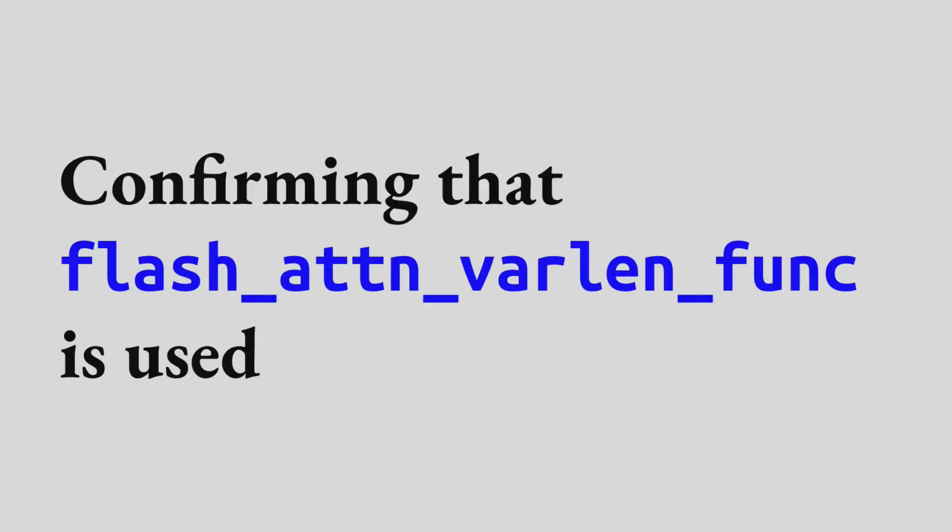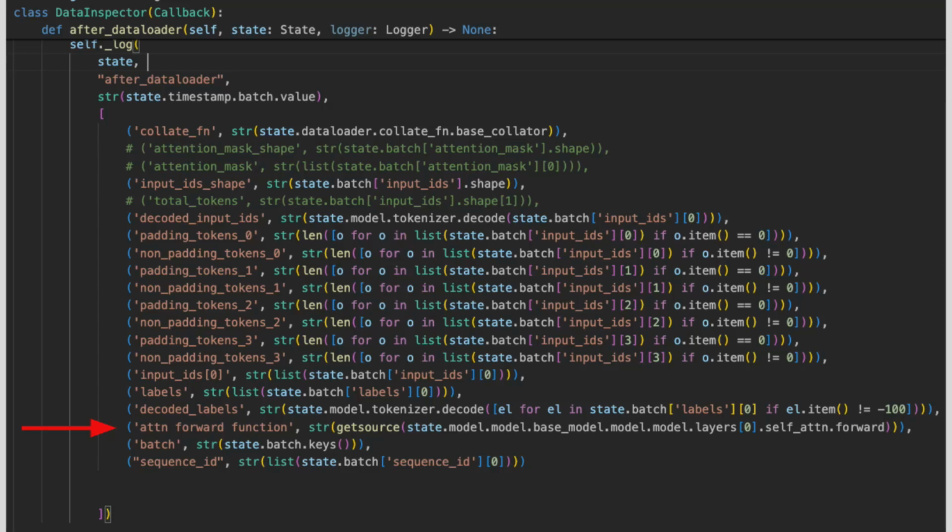So the first thing is we want to confirm which function is actually being used in terms of the flash attention interface. So for that, I have this data inspector, and I have a previous video that I have made on the details of how I built this data inspector. But inside the data inspector, I have this after loader event handler, or after data loader event handler. So after the data loader is created, it runs this function. And here I'm just logging a bunch of different items.